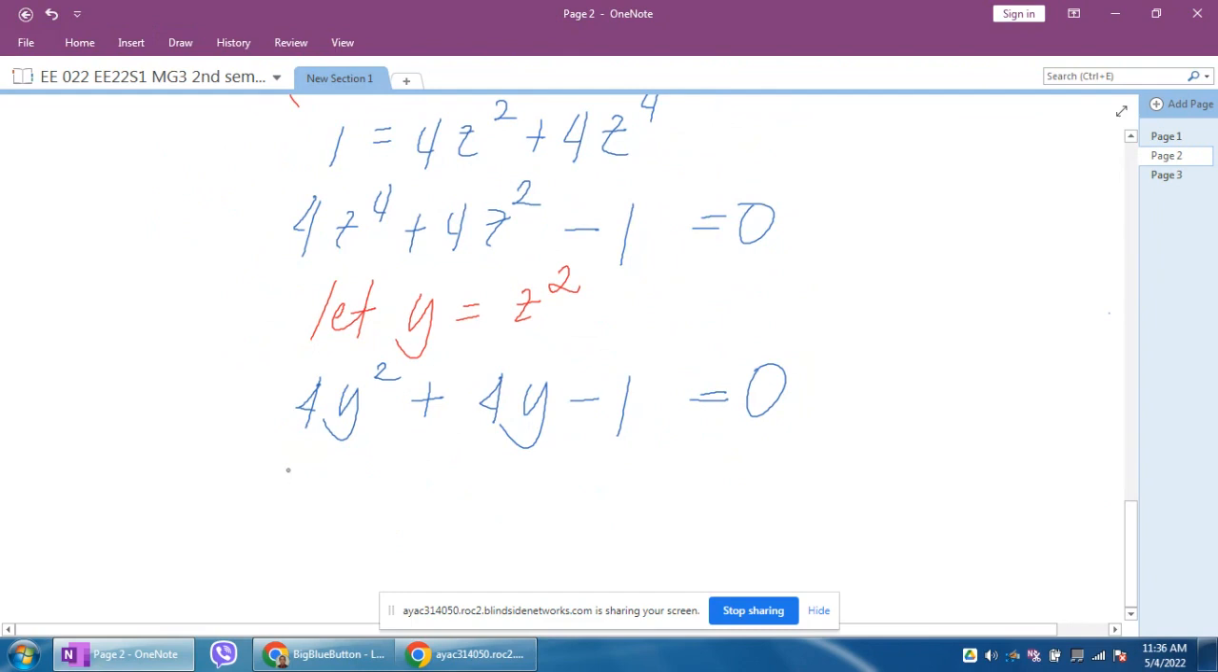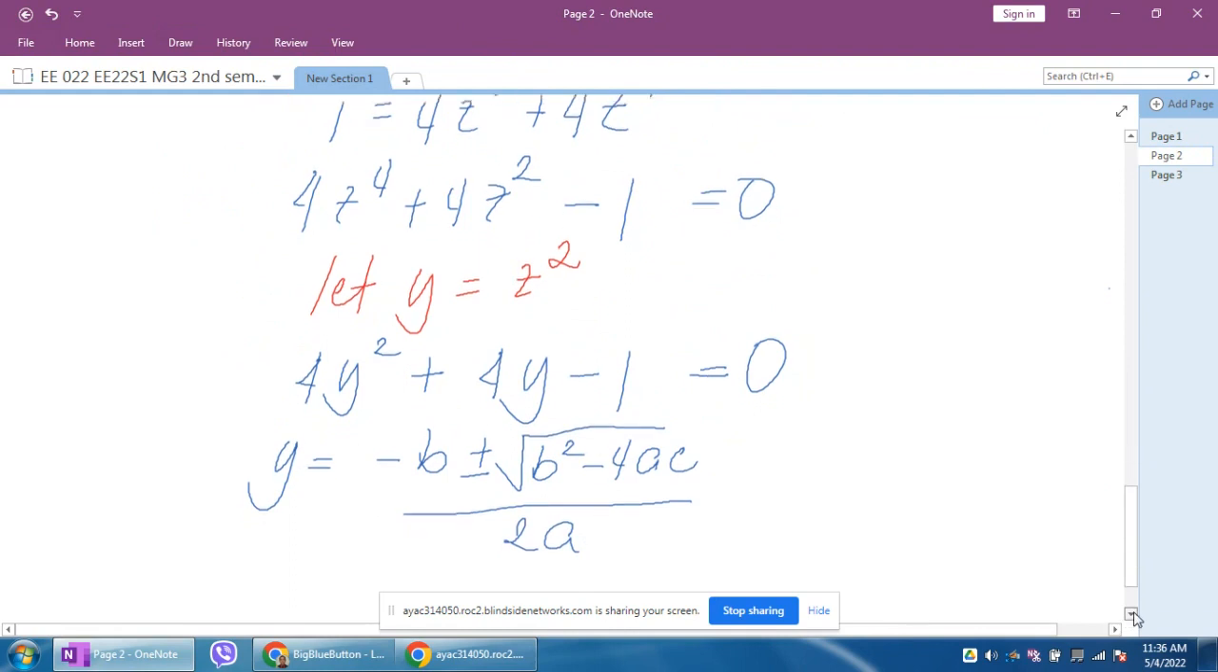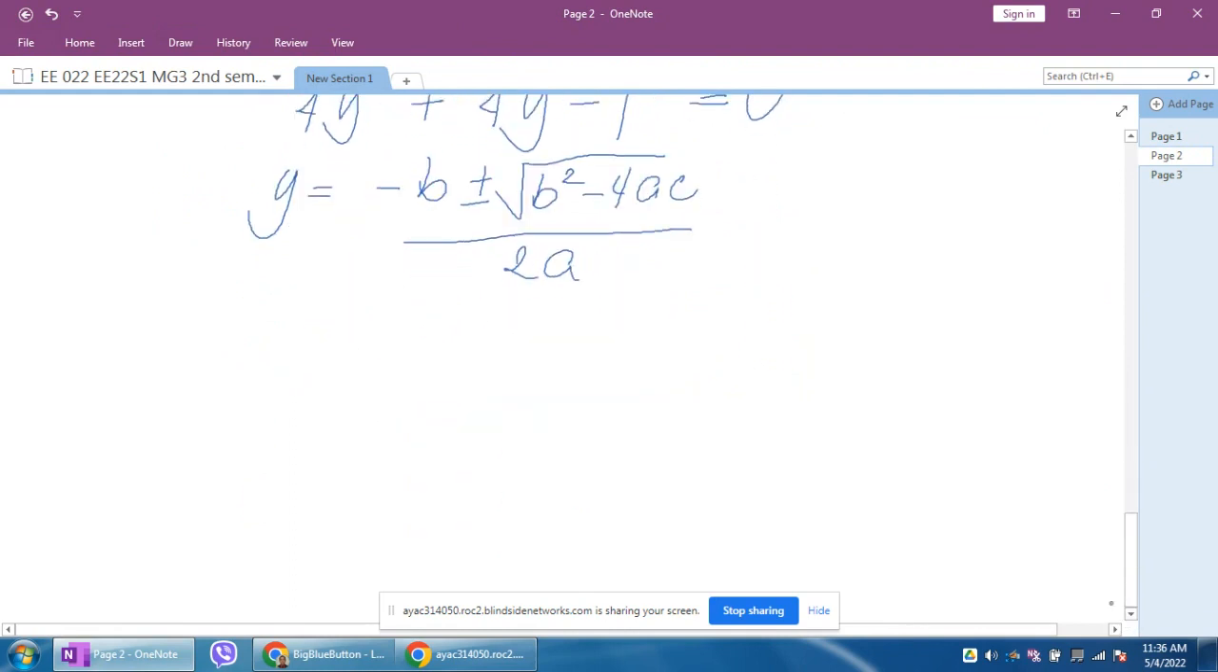But if not, we can use the quadratic formula. y is equal to negative b plus minus square root of b squared minus 4ac all over 2a. Naalala nyo pa po ba yung formula na yan? Napakagamit na gamit po ng formula na yan para pag-solve ng problem.